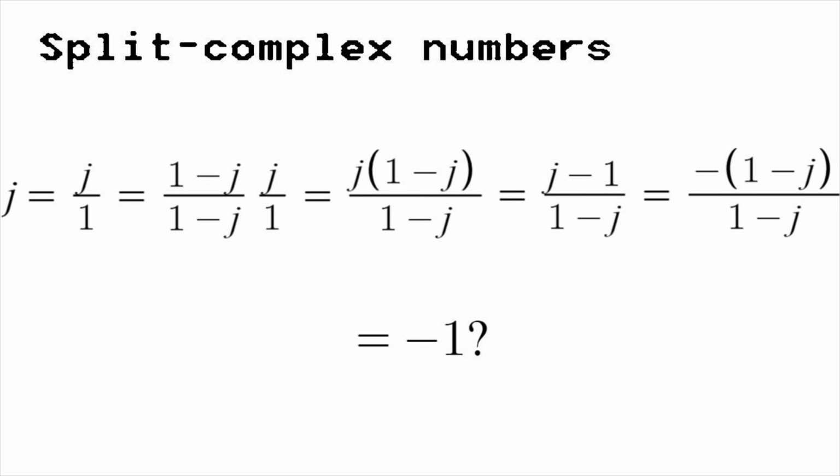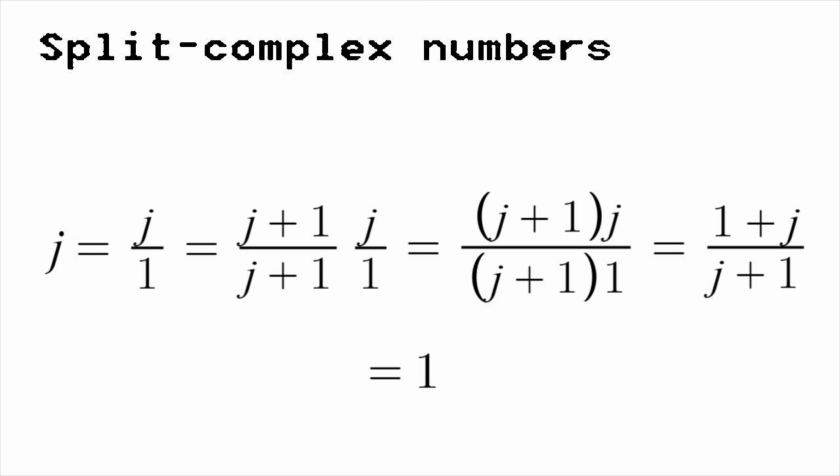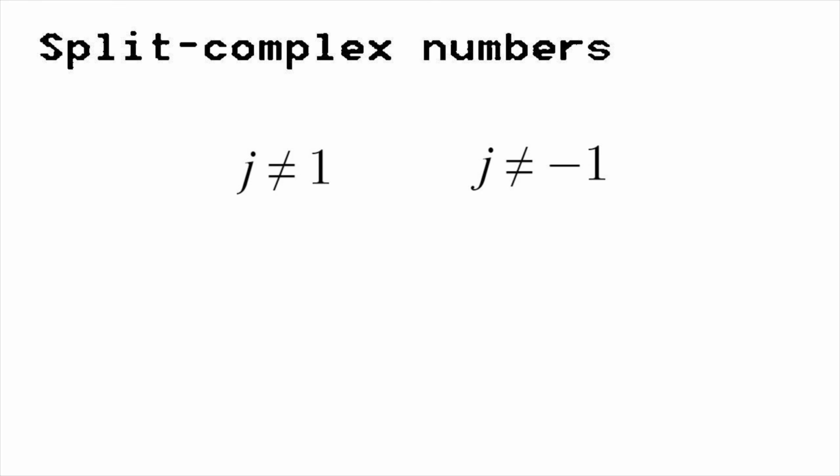If j equals 1, then when we multiplied the top and bottom of the fraction by 1 minus j, we were really just introducing zeros and dividing them out, which is not a valid action. But the same can be said for our proof of j equals 1. If j equals negative 1, then we're just dividing by 0 to prove an invalid point. The split complex j is therefore not equal to 1, nor does it equal negative 1.